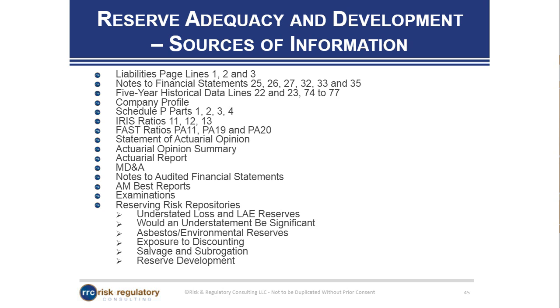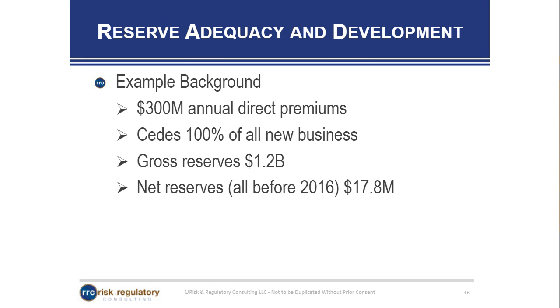And again, the examination team, which goes out and takes a deep dive into the reserving practices, can be used to focus energies on the key problems or key issues that you want focused on as an analyst as part of the exam. So the same company, $300 million in annual premiums, 100% cession. The gross reserves are $1.2 billion, and the net reserves, again, this is all business from 2015 and before, were $17.8 million.